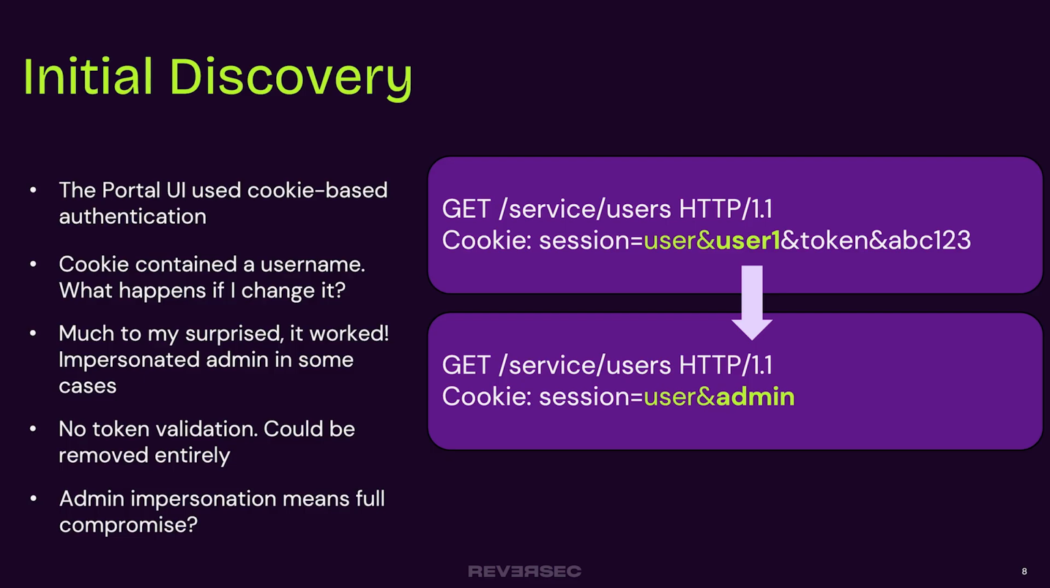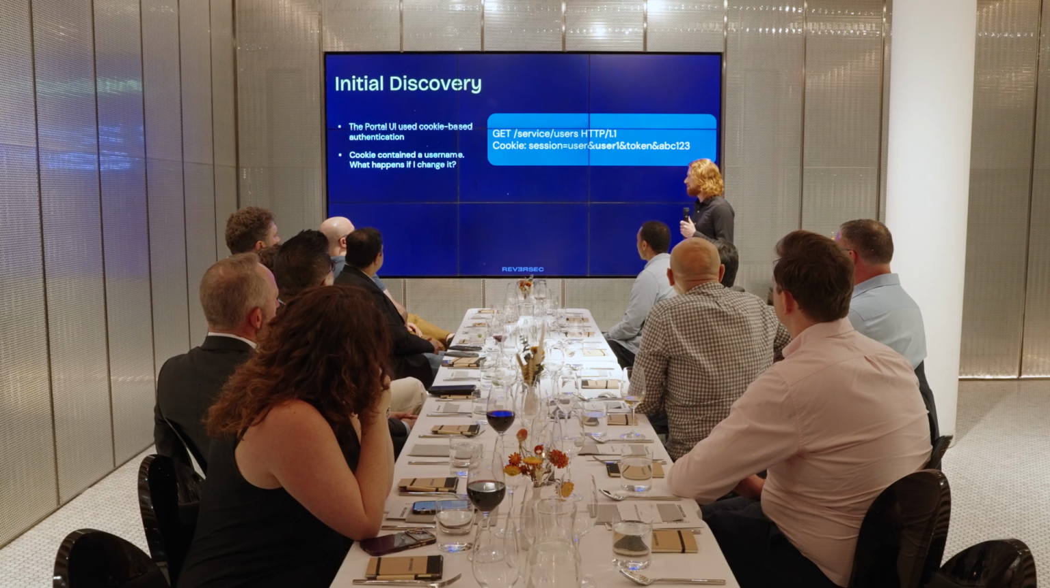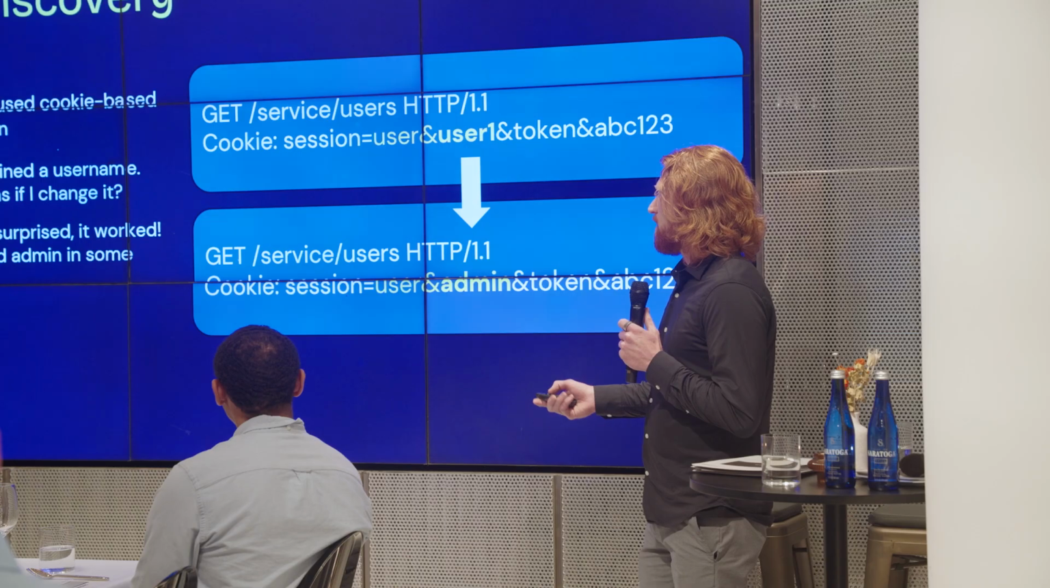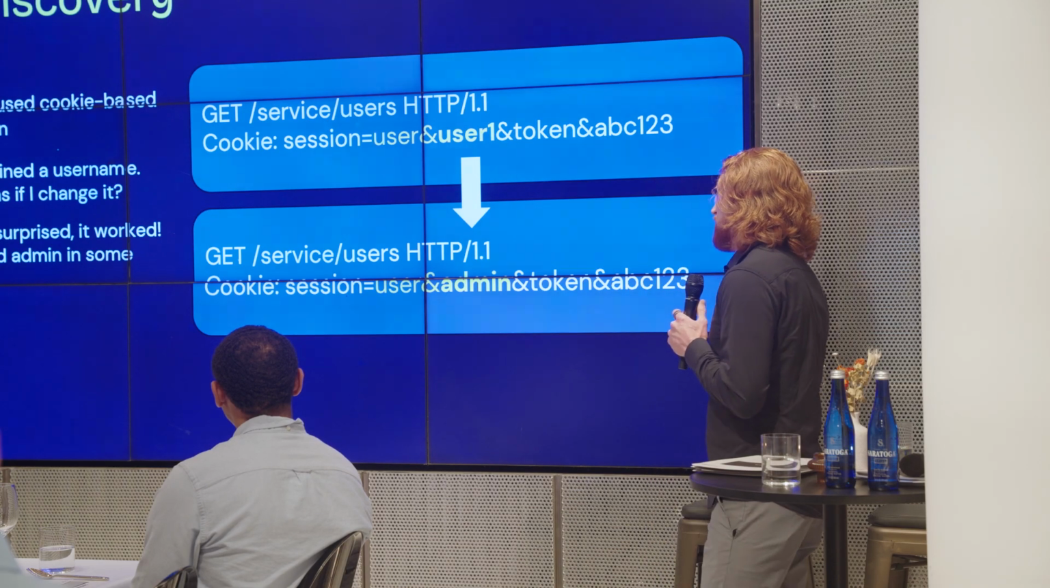So the Portal UI used cookie-based authentication. Every request had a unique cookie with a unique token that identified the users. And one of the first things I noticed is that the cookie contained a username, which isn't especially typical. And so I asked myself a ridiculous question: what happens if I just change it? Is that going to be enough for me to impersonate other users? And much to my surprise, it actually worked.